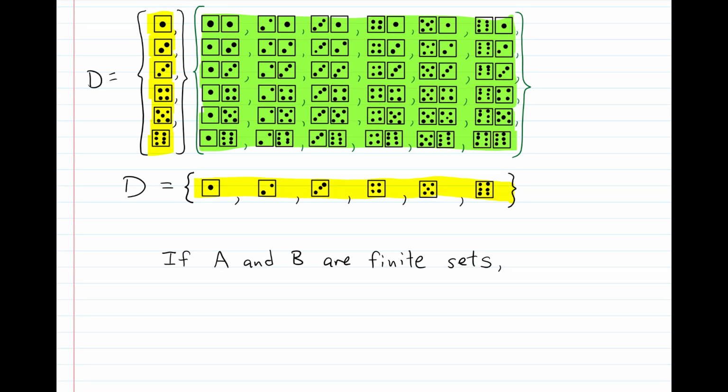How many elements are in the Cartesian product of D with itself? You can just count them if you need to. How many are in there? There's 36, right? Why 36? It's because that is 6 times 6. If A and B are finite sets, then the cardinality of A cross B is going to equal the cardinality of A times the cardinality of B. That's only for finite sets. If they're infinite sets, then things can get different.